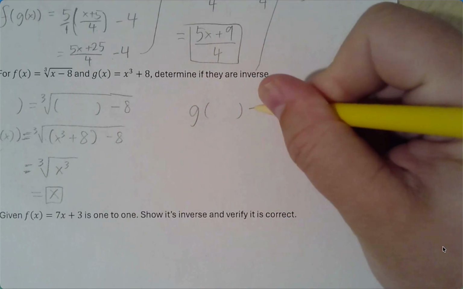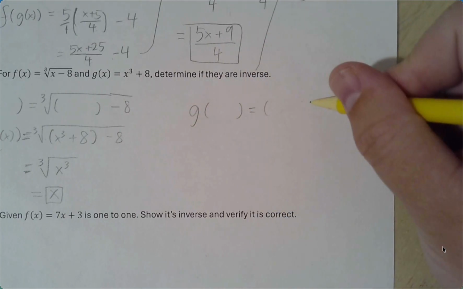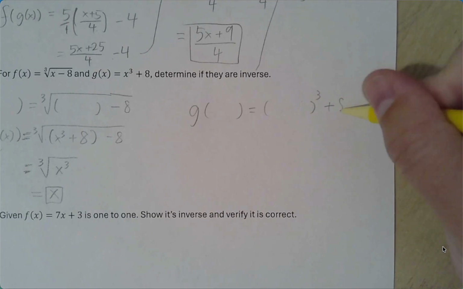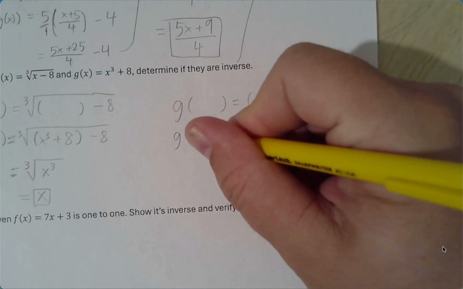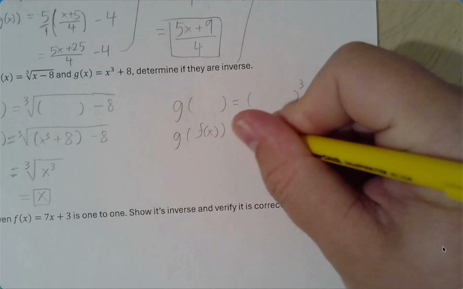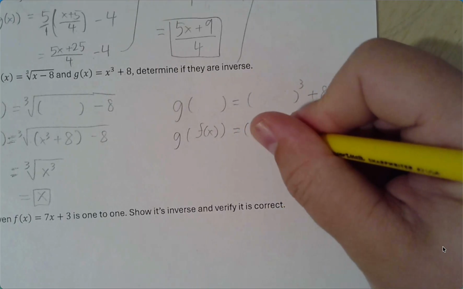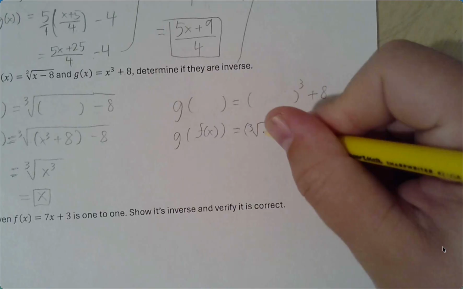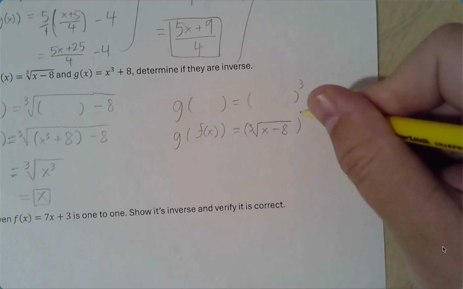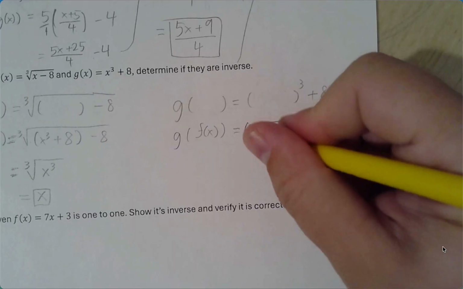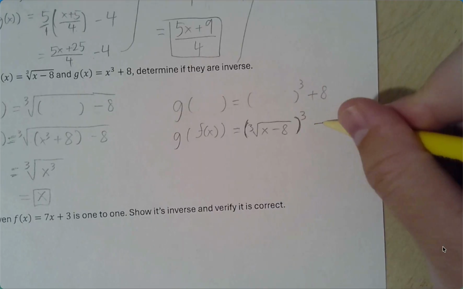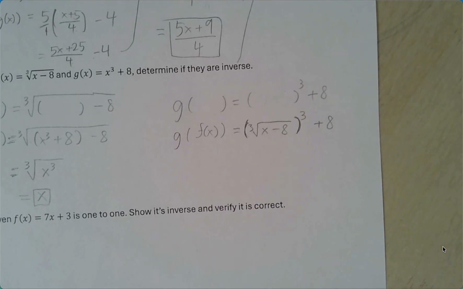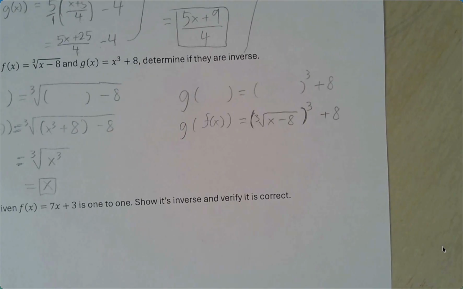There's now g, and g is something cubed plus 8. Well, g needs to be evaluated with, or be composed with, f, and f is big cube root x minus 8. That parentheses where we evaluated or substituted or composed was cubed after the fact, and then 8 was added after that. So great. I've now composed, I've plugged f into the shell of g.